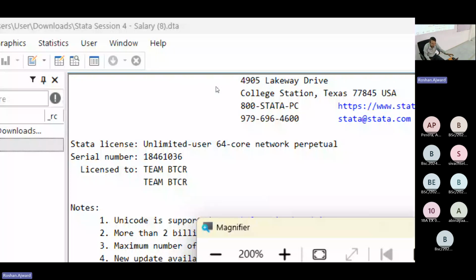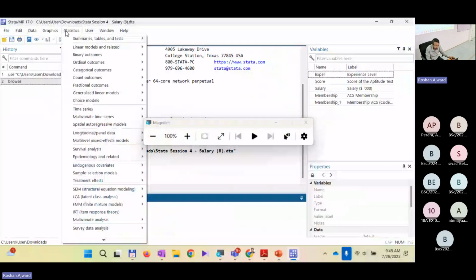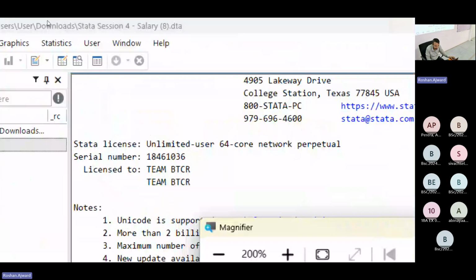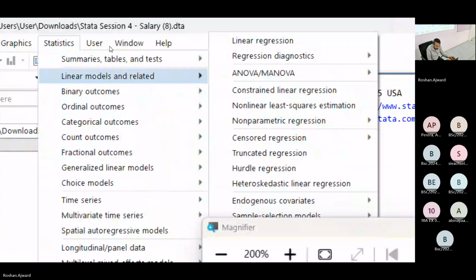How to do that? While you are in Stata, this is the Stata interface. Now go to Statistics. Can you see that? I'm going to expand it. I'm going to go to Statistics. Write down Statistics and put a small arrow. Then go to the second option, Linear models and related. And go to Linear regression, because we are going to do linear regression. OLS regression is linear regression.